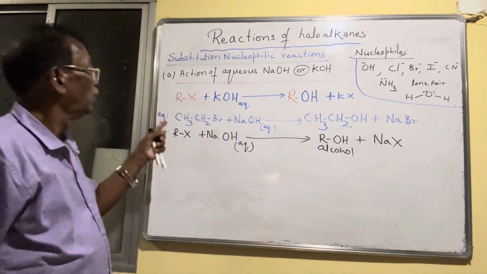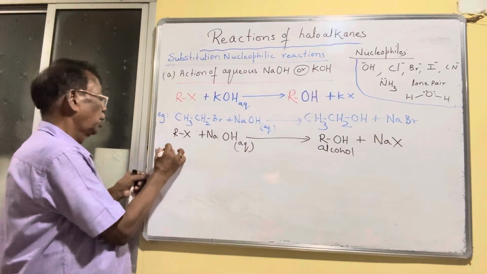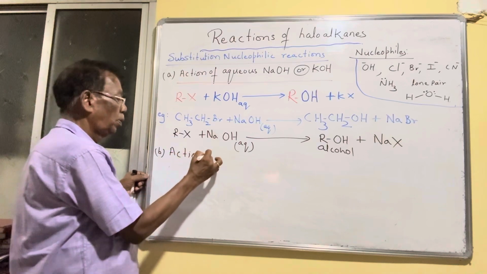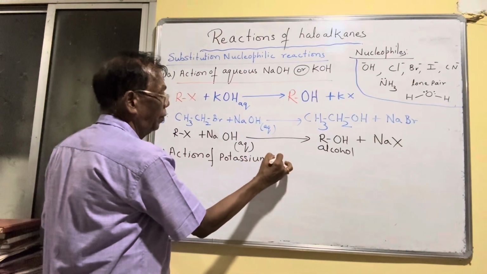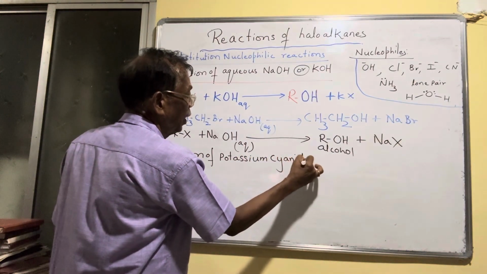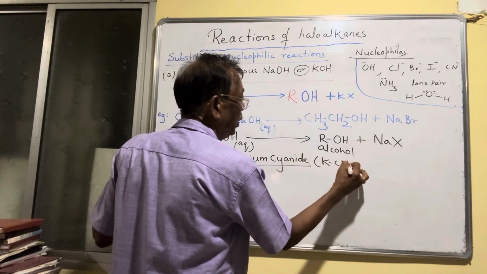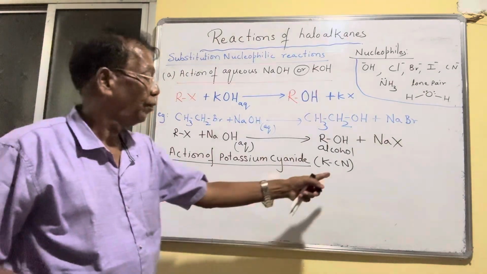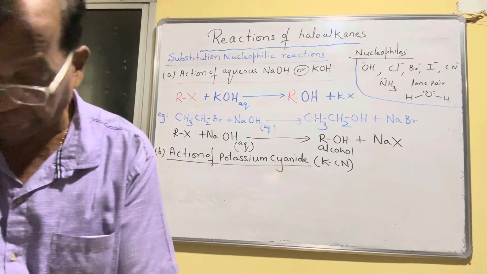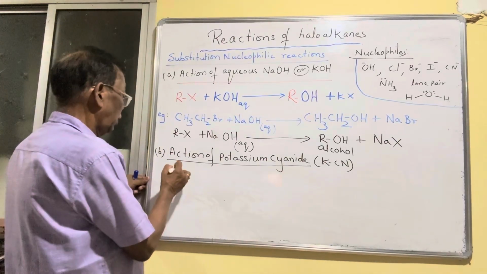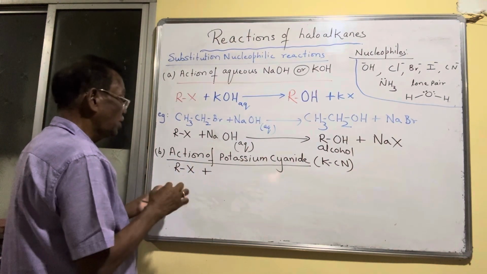So don't get confused. Now, the next reaction after this will be action of potassium cyanide. Potassium cyanide is written as what? KCN. So the nucleophile here is cyanide. Cyano group becomes the nucleophile. So if I take, let us say, the general example RX plus KCN.